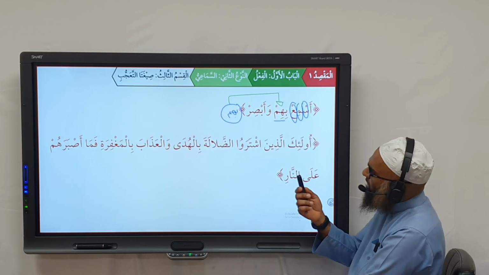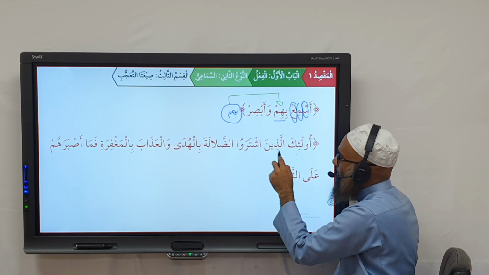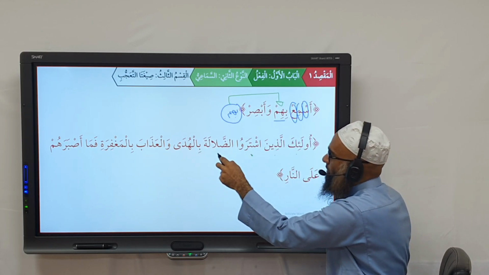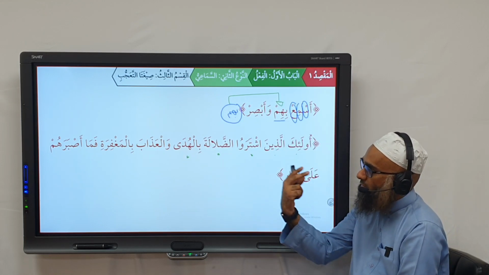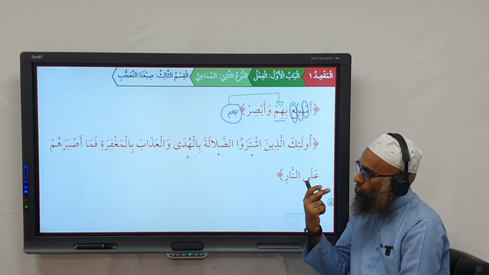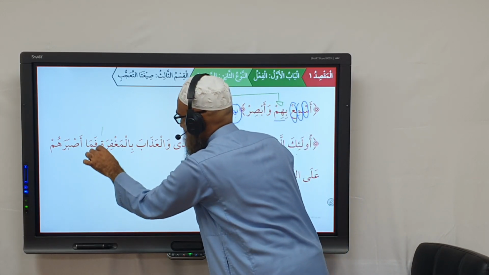Another example, you could probably do this. It says here, أولئك الذين اشتروا الضلالة بالهدى. These are the people who purchased misguidance in exchange for guidance. Meaning, they chose misguidance in exchange for guidance, and they chose to receive a punishment instead of receiving forgiveness. Okay? That's the beginning part.